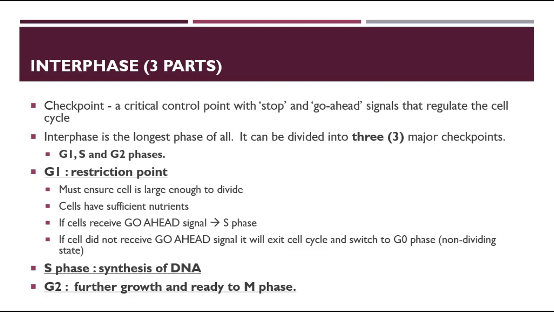If the cell does not receive a go-ahead signal, it will exit the cell cycle and switch to the G0 phase, a non-dividing state. S phase is the process of DNA synthesis, where DNA replication is done. And G2 is further growth, getting ready to go to the M phase.